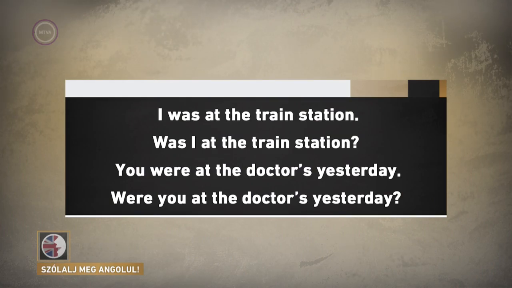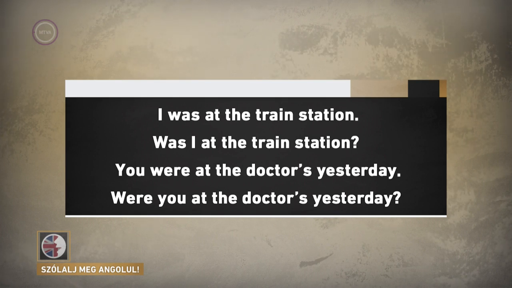Okay, moving swiftly along, let's check out the question form again and then have another look at some dates. Right on. Okay, well, the question form of the verb to be in the past simple tense uses the same pattern as the question form for all verbs in English. We change the word order and add a question mark. So, the statement, I was at the train station, becomes, was I at the train station? The statement, you were at the doctor's yesterday, becomes, were you at the doctor's yesterday? Great!